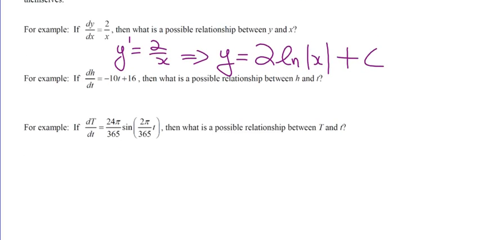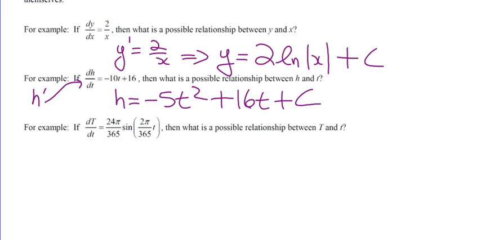If dh by dt was negative 10t plus 16, then what is a possible relationship between h and t? Okay, so if we know dh by dt, or h prime, let's call it, then what's h? So negative 5t squared plus 16t plus c. Oh, now it gets fun.